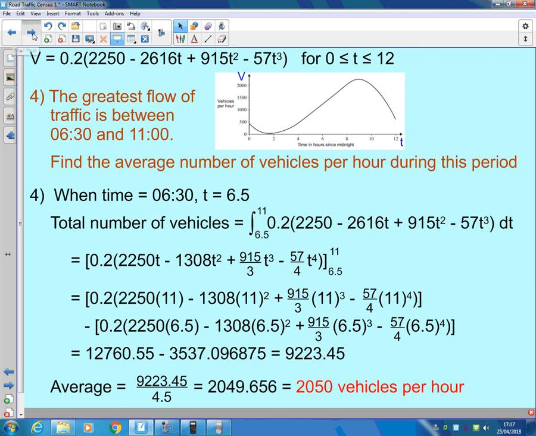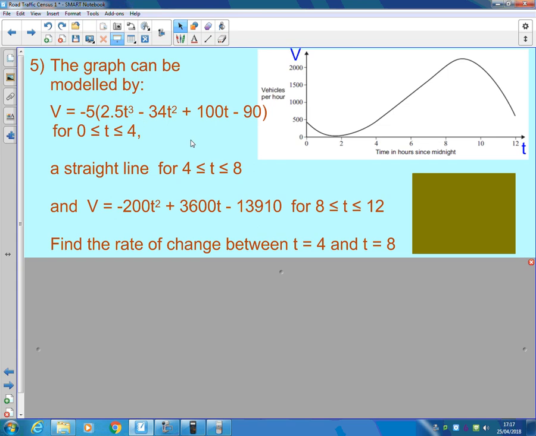Okay, right, next one, question five. The graph can be modelled as that. Right, now, for these last two questions, instead of drawing it as one model, they could have given you three different models. So we've got V equals one model between 0 and 4, a cubic applying here. Then we've got a straight line going from 4 to 8. And then another one, a quadratic, going from 8 to 12 here. So basically, they're giving three models. Each model applies for a different section.